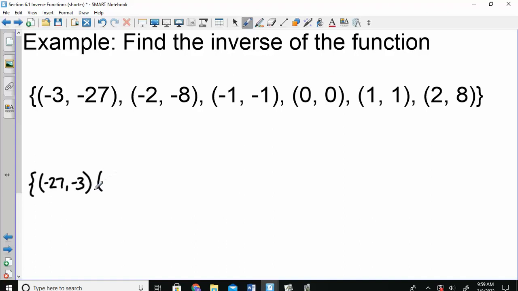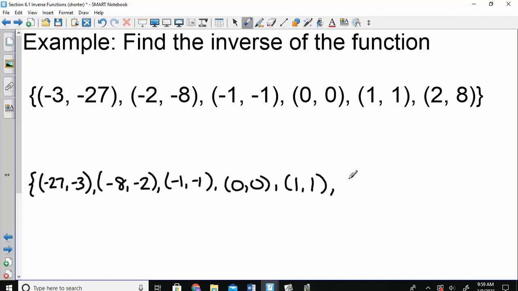So my next point would be negative 8, negative 2. Negative 1, when I flip that, it stays the same. 0, 0 stays the same. 1, 1 stays the same. What happens if you flip 2, 8? So if I give you the points, all you have to do is reverse them to get the inverse.